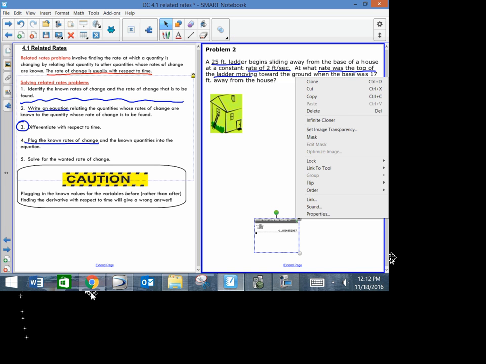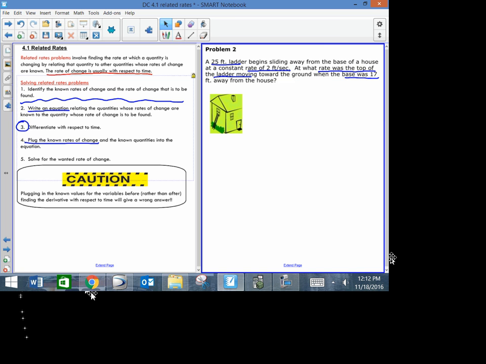All right, what is my picture? It's a right triangle, where I have a 25-foot ladder. I can go ahead and put the 25 because that ladder is not going to change. It's going to stay 25.